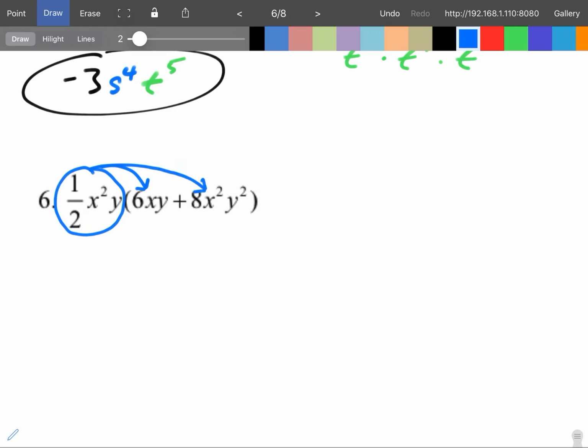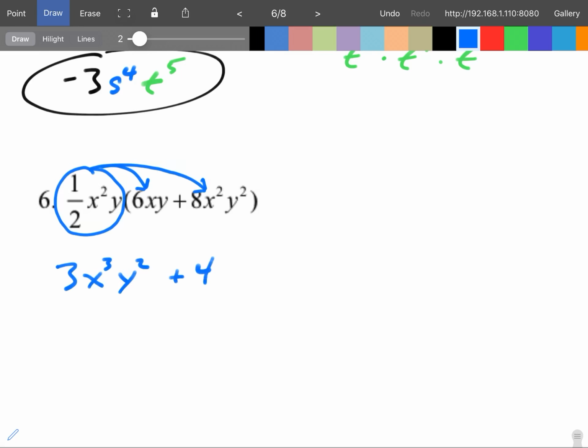So when you do 1/2 times 6, multiplying by 1/2 is just the same thing as dividing by 2. So you just get 3. And then you do x squared times x. That's going to be x to the third. And then you do y times y, which would be y squared. And then, well, what's half of 8? That's a positive 4, so you get a positive 4.